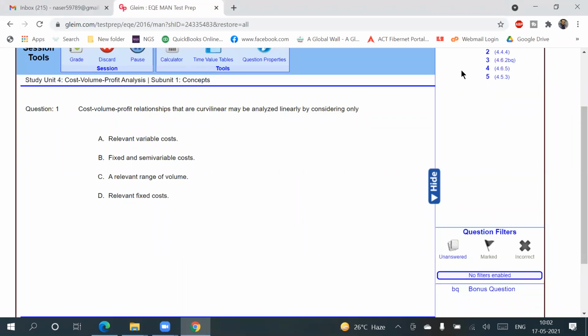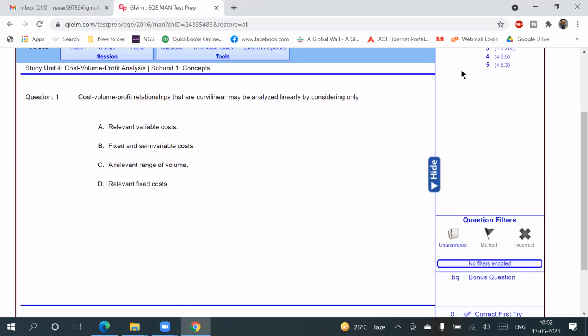What I want you to understand is that while I'm solving these questions, you need to pause at every question and try answering it yourself. If you try answering it yourself, then you can improve yourself for the CMA examination.